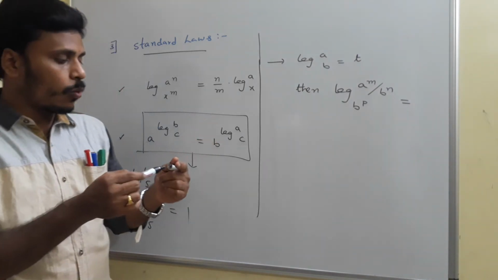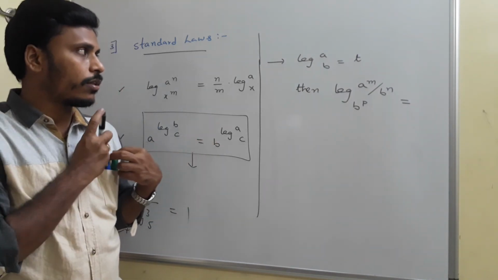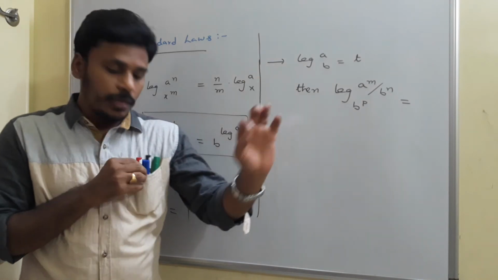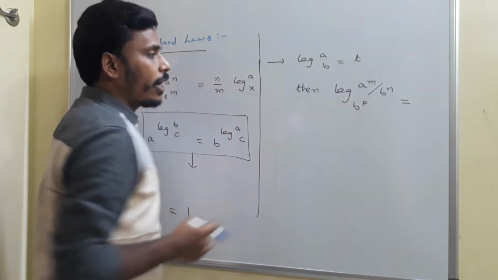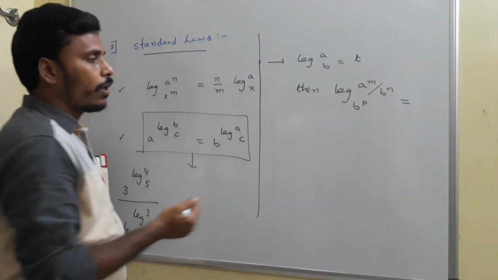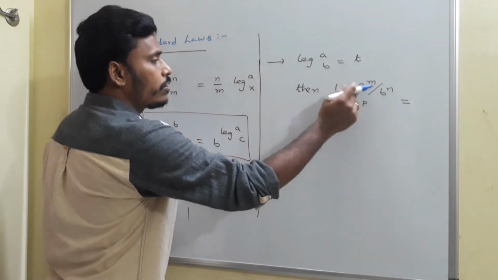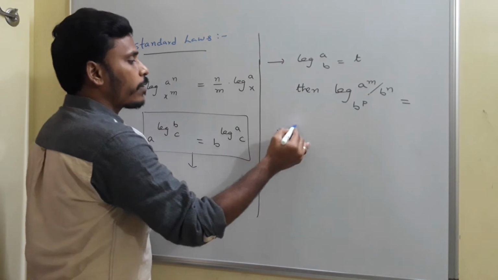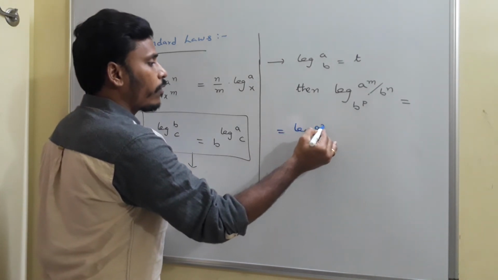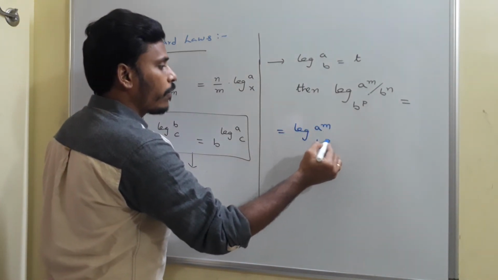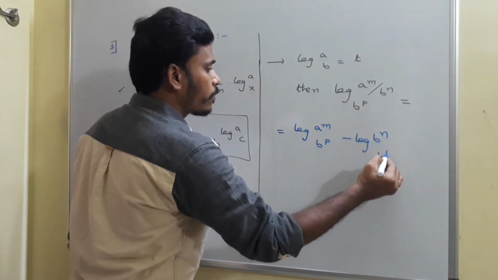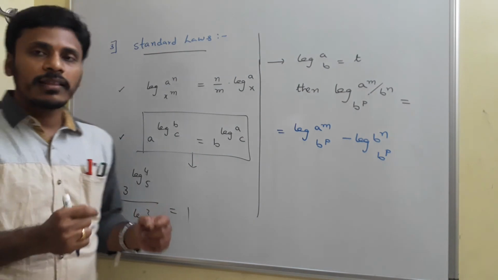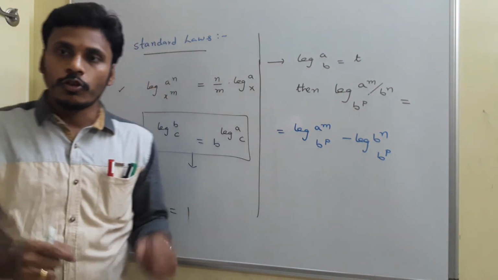And now I gave you here one problem related to the standard laws of logarithm. Logarithm of a base b is equal to t, then we need to find the logarithm of a power m divided by b power n base b power p. So the first thing is, this is a division, so you just express it like a difference. Logarithm of a power m base b power p minus logarithm of b power n base b power p. So logarithm of the division is simply the difference of the logarithms.